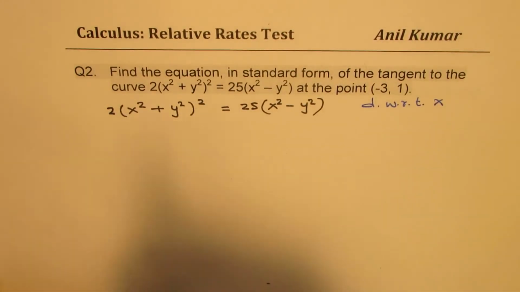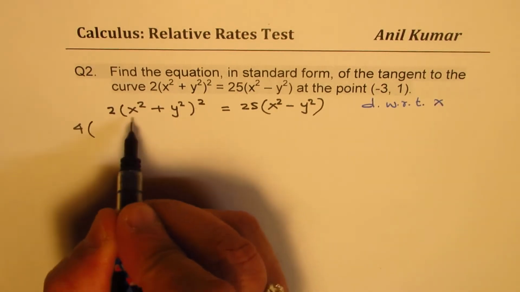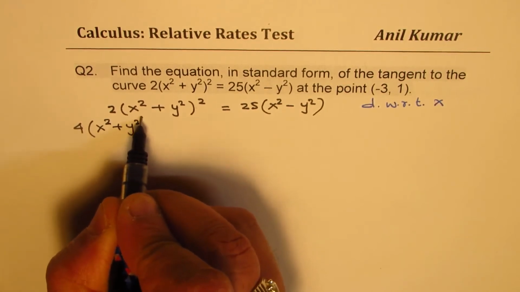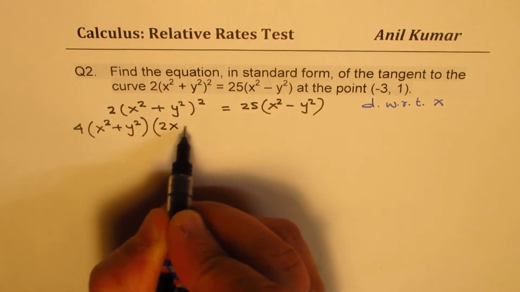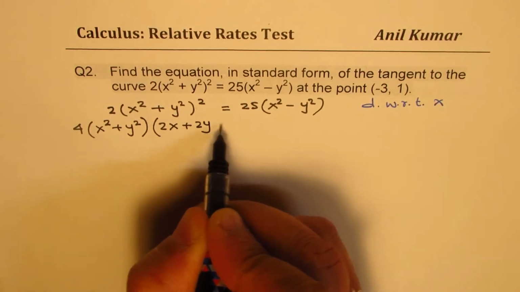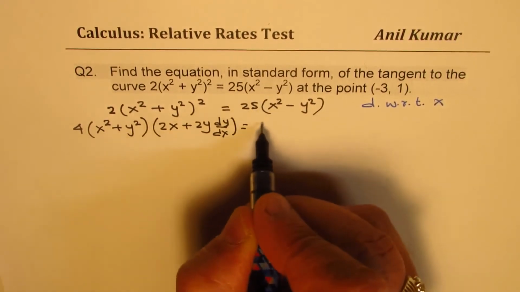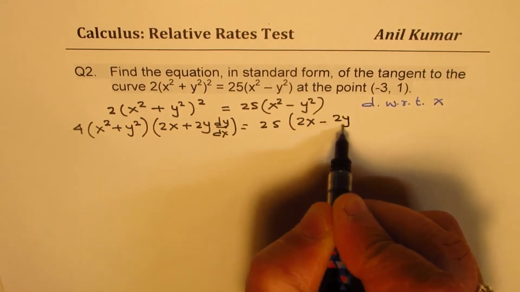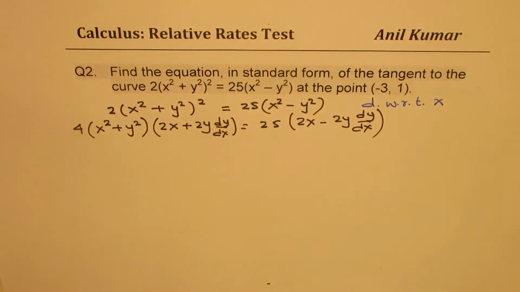So this 2 times 2 becomes 4, let me write here 4, times (x squared plus y squared) times the derivative of the inside function, which is 2x plus 2y dy/dx, correct? Here we get 25 and the derivative will be 2x minus 2y dy/dx. So that is how we are going to do the derivative. So we combine the chain rule.